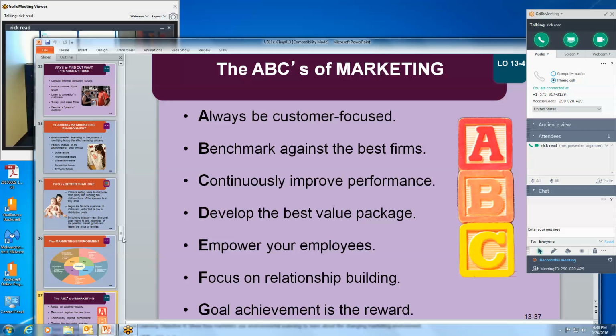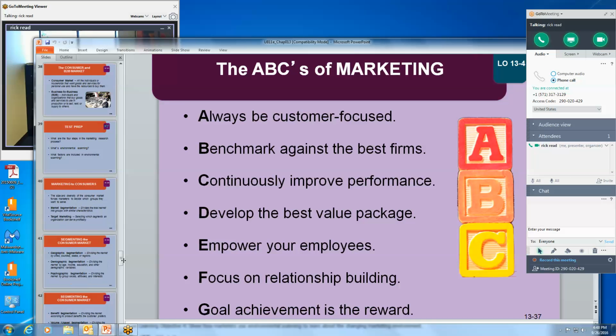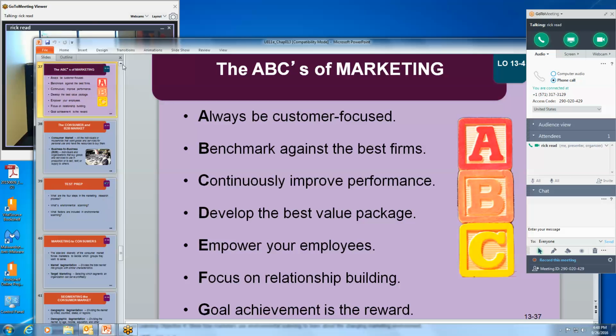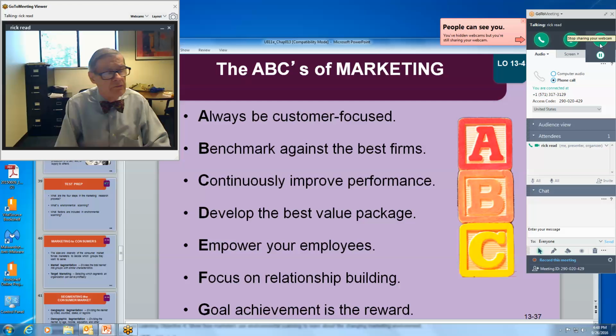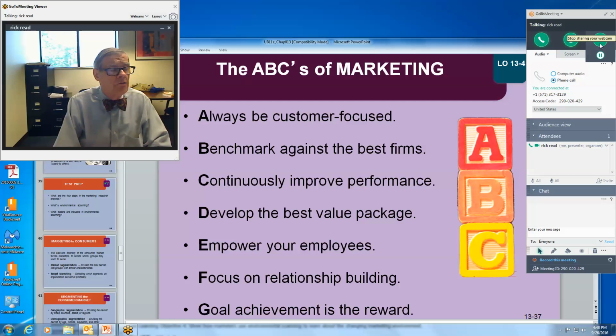These are the ABCs of marketing. I'm not going to spend a great deal of time on this. You can read this yourself. I think many of these are pretty much self-evident, certainly A, being customer focused and maintaining that. And then B, I think, is another one which we have mentioned before, and that's benchmarking.